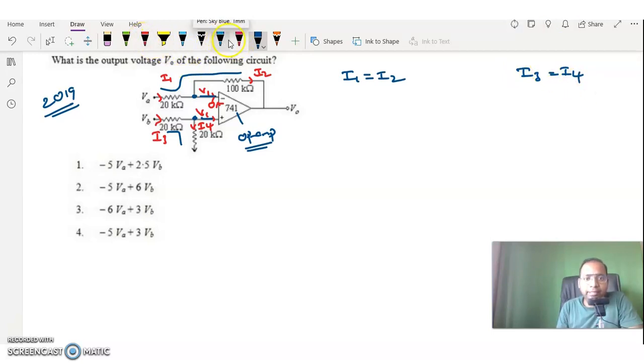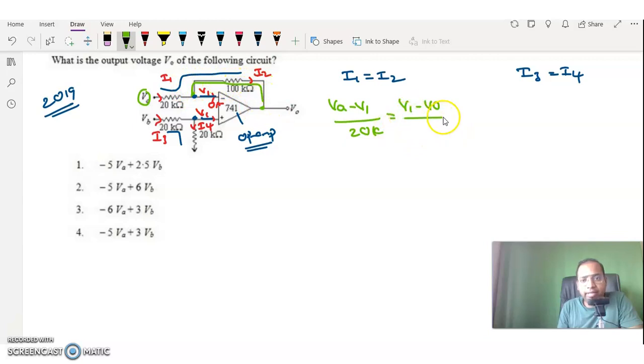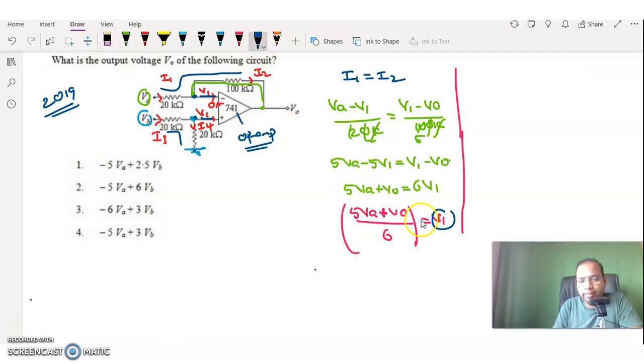Now coming to the expressions, I1 is nothing but starting voltage VA and ending voltage V1. So (VA minus V1) divided by the resistance 20K is equal to I2, which can be given as (V1 minus V0), starting voltage V1, ending voltage V0, and in between the resistance is 100K. By simplifying, K gets cancelled, and here 5. By doing the cross multiplication, we get 5VA plus V0 by 6 is equal to V1.